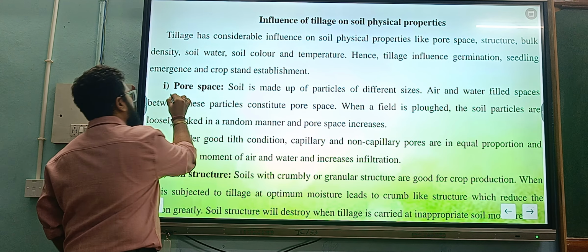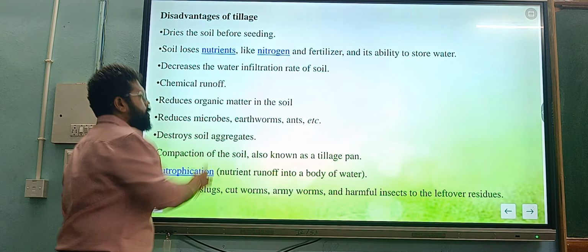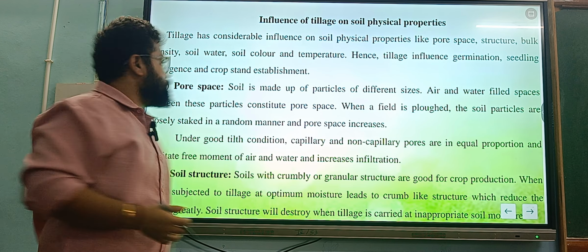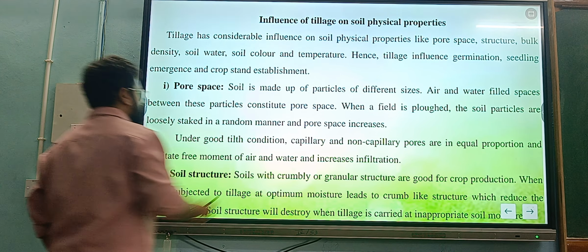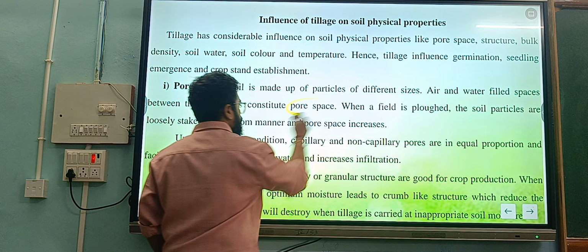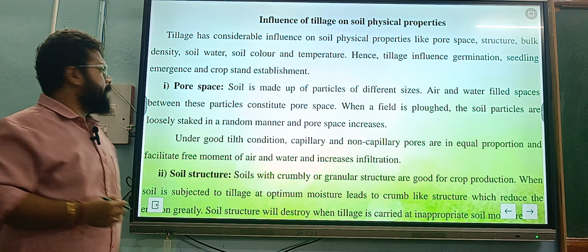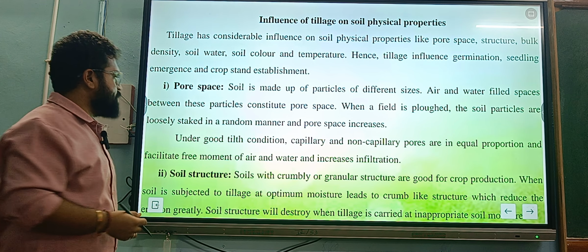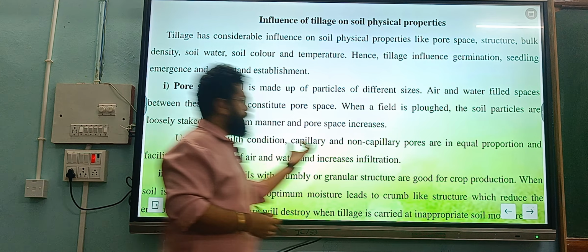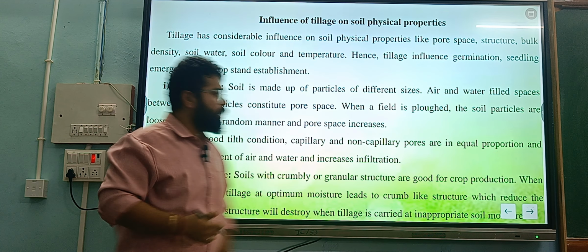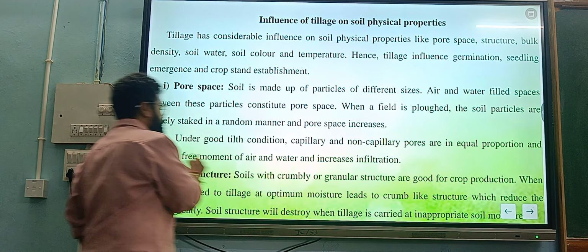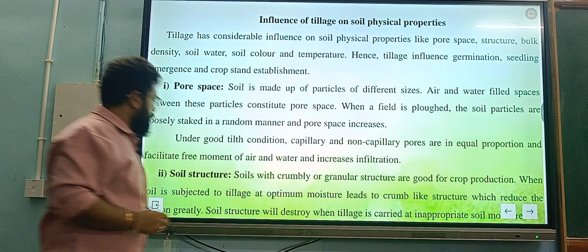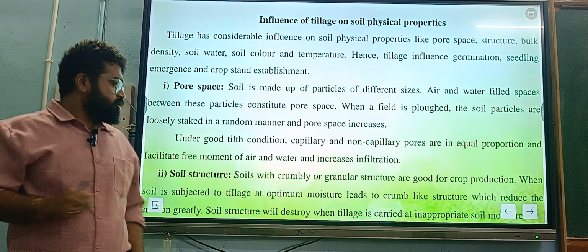We'll start with the pore space. Soil is made up of particles of different sizes, and air and water filled space between these particles constitutes the pore space. When a field is plowed, the soil particles are loosely stacked in a random manner and pore space increases. Under good tilth condition, capillary and non-capillary pores are in equal proportion, which facilitates free movement of air and water, which increases the infiltration.